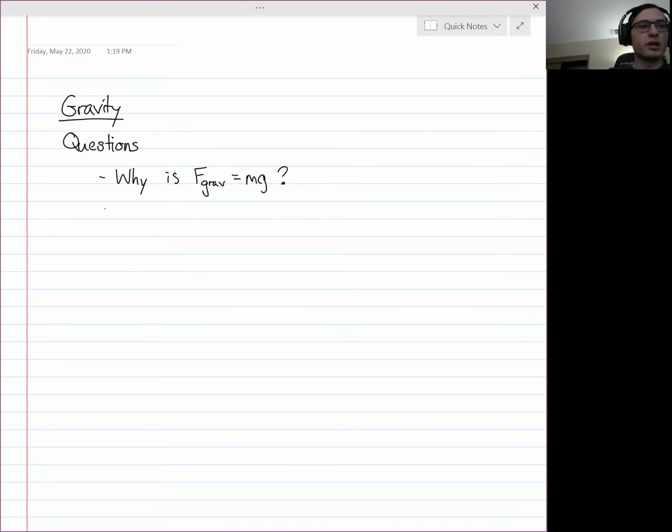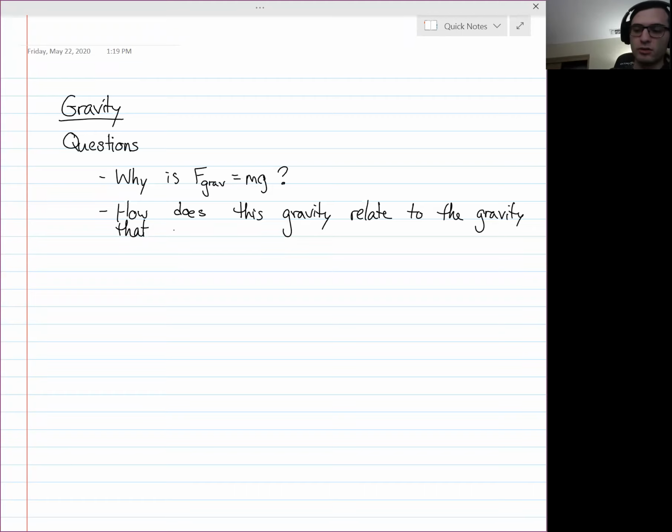We're also going to answer how this mg gravity relates to the gravity that makes the planets go in circles or orbits. How are they related to each other? How are they the same thing? And finally, a question you also might have is just how does it work? What actually is happening?